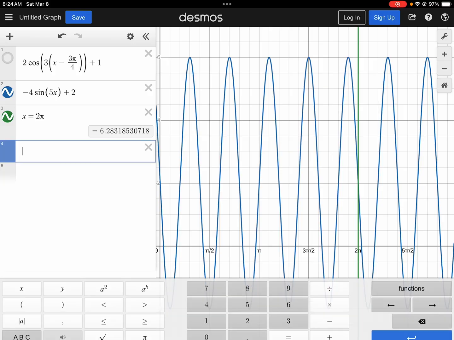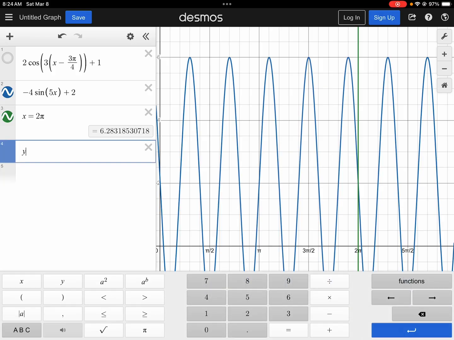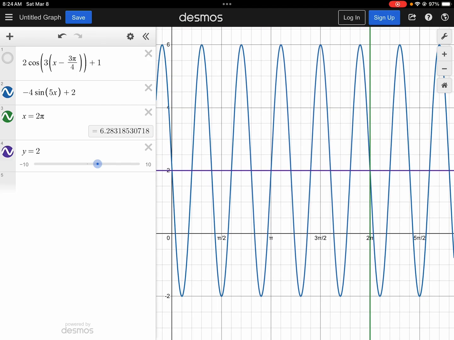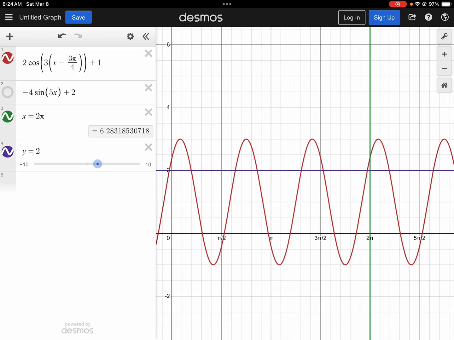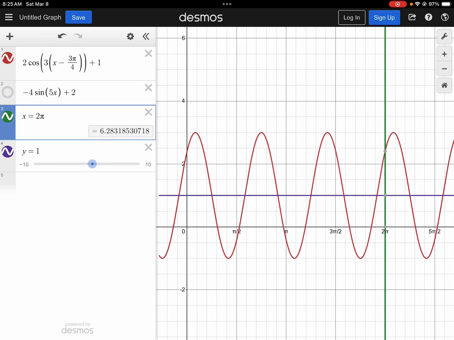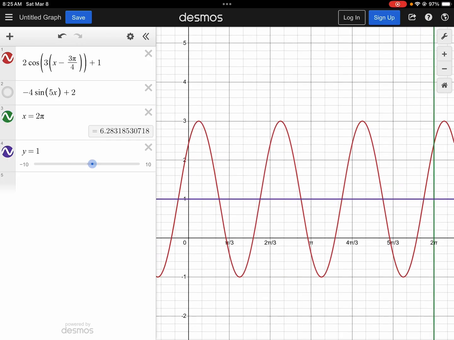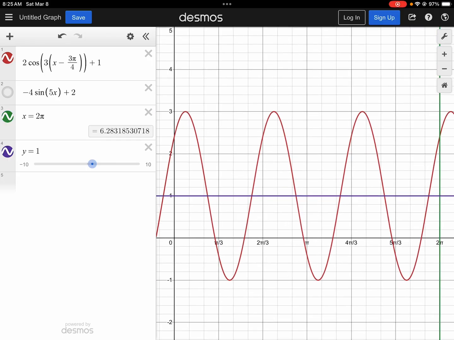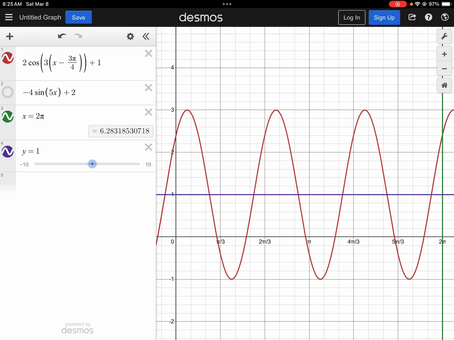I shifted this one up 2, so if I graph y equals 2, we can see that happens right in the middle. Looking at the second one, what do I want it to be now? I want it to be 1. So we can see that happens right in the middle, and we get the same exact picture that you have.